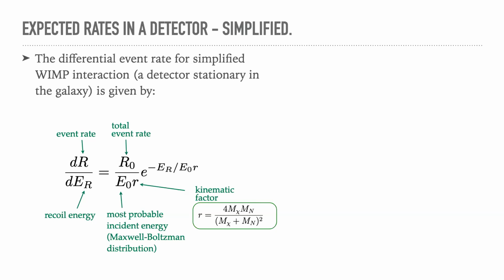E naught here is the most probable incident energy, and in a simplified model we just take this as a Maxwell-Boltzmann distribution. r is this kinematic factor, 4 times the mass of the dark matter particle times the mass of the nucleus, divided by the mass of the dark matter particle plus the mass of the nucleus, squared. And that's all taken to an exponential, e to the minus E sub r divided by E naught times your kinematic factor.